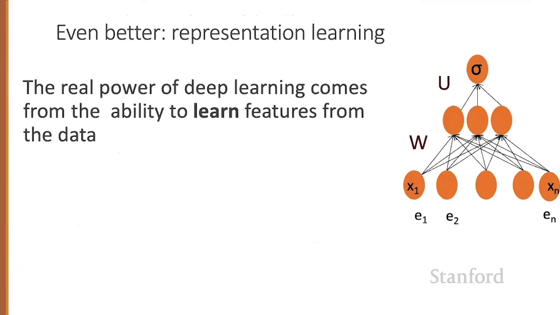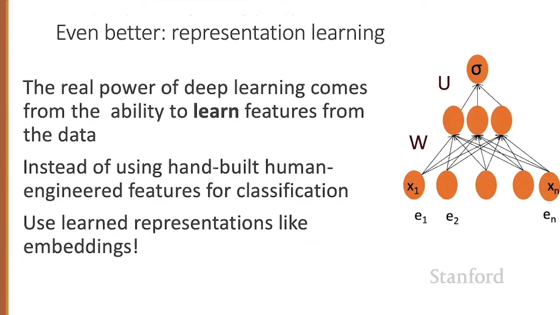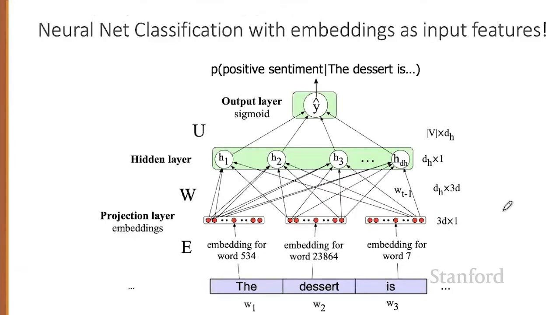But the real power of deep learning comes from the ability to learn features from the data. So instead of using hand-built, human-engineered features for classification, we're going to use learned representations, like the embeddings we saw in previous lectures. Here's the idea. Imagine we have three input words, the dessert is. We look up the embedding for each word. Let's say that the is word 534. We look up its embedding, and we look up the embedding for dessert, and we look up the embedding for is. And now that's our input layer, the three embeddings.